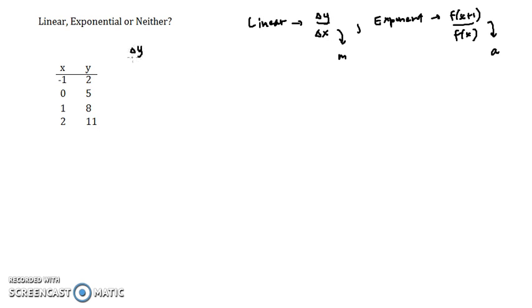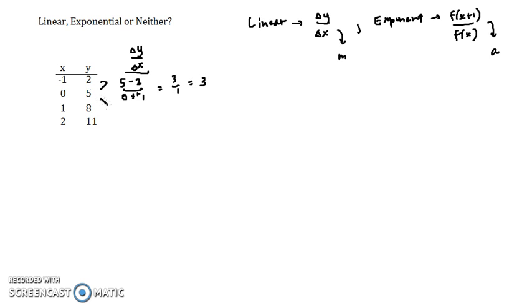So we're going to do change in y over change in x and see if the slope matches. Remember to do that. We're going to do y minus y. So we've got 5 minus 2 over 0 minus negative 1. Minus a negative is the same as adding a positive, and so we are going to get 3 over 1, which is equal to 3.